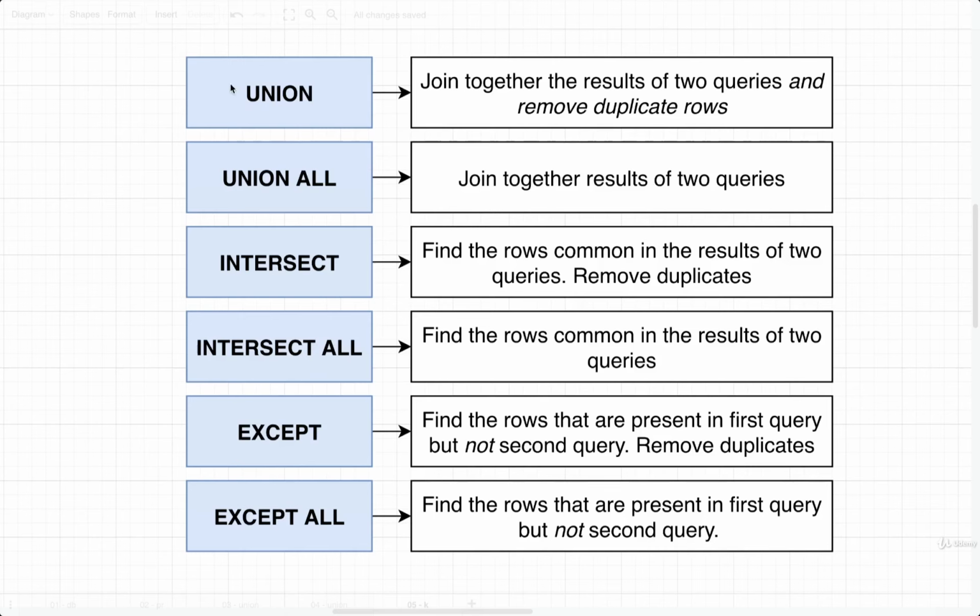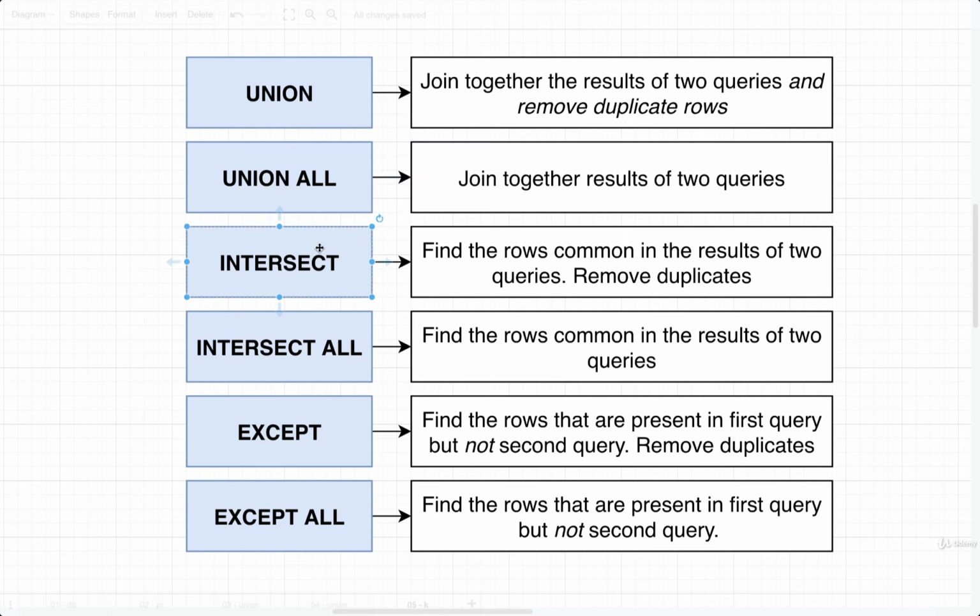Besides the union keyword, there are a couple of other keywords that we use to work with multiple sets of data. Whenever I use the term multiple sets, I'm essentially saying the result of multiple different queries. So we made use of union to join together the results of two different queries, and it also removed duplicated rows. We also took a look at union all, which also meant join together the result of two queries, but that did not remove duplicate rows.